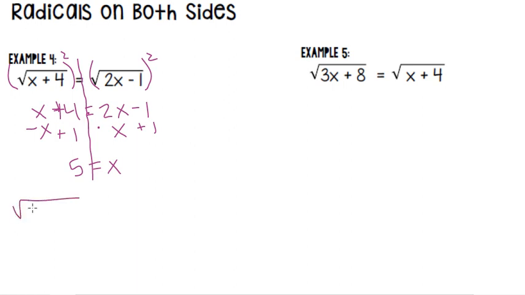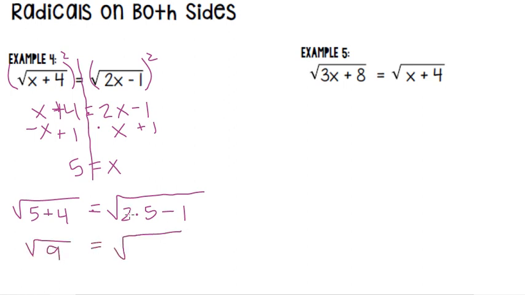So the square root of 5 plus 4 should be equal to the square root of 2 times 5 minus 1. Well, 5 plus 4 is 9, so that's the square root of 9 should be equal to 2 times 5, 10 minus 1. Well, that is also 9, so we've got 3 is equal to 3, and we are good to go. So right there, we do have a solution of x is equal to 5.